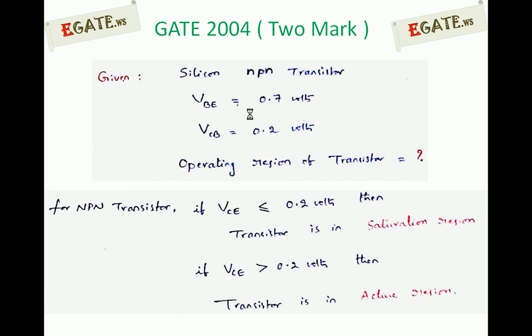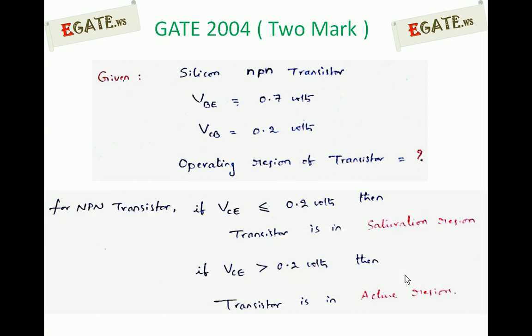In the question no currents are involved, so here we should calculate with respect to voltages. With respect to voltages for an NPN transistor, this is the condition: if VCE is less than or equal to 0.2 volts, then the transistor is in saturation region. Remember that VCE saturation for an NPN transistor is 0.2 volts, which is the maximum value under saturation. If you get that value or lesser, the transistor will be in saturation. If VCE is greater than 0.2 volts, then the transistor is in active region.